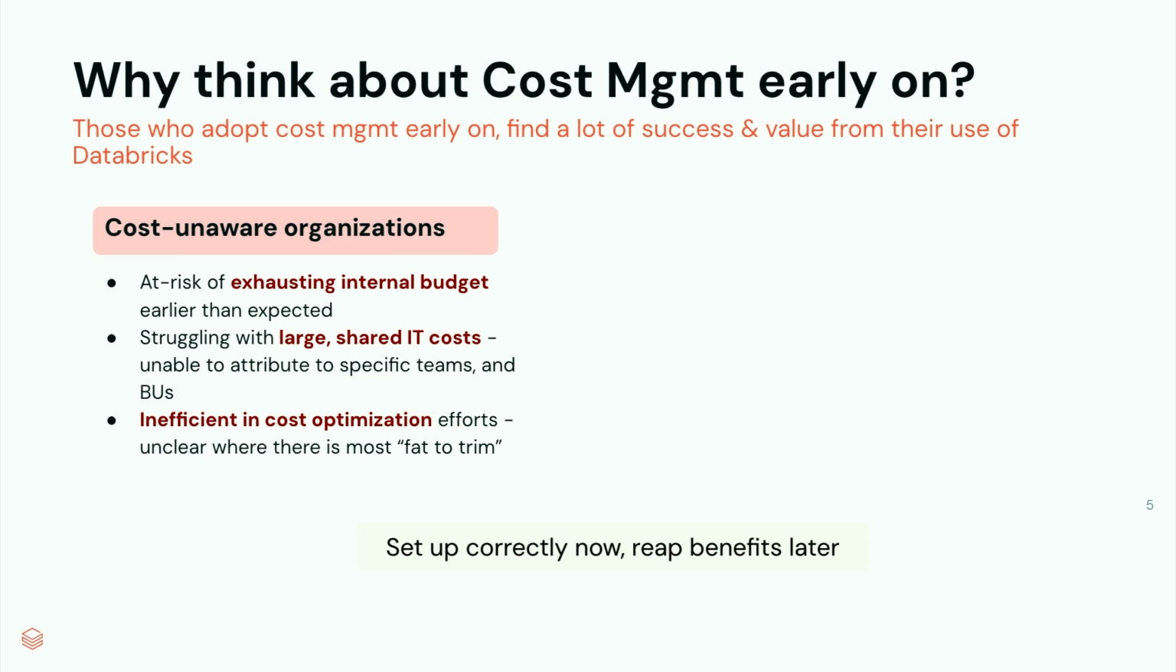So cost-unaware organizations, what we've seen in our data as we speak with customers, a couple of pain points that they feel early on when they don't get it right from the onset. Often they'll find themselves at risk of exhausting internal budgets earlier than expected. They had no good data-driven way of forecasting their future spend on the platform. Some of them, when it comes to quarterly budget planning, realize there's a large monolithic share of IT costs that they can't further allocate down. And that makes it almost impossible to think about chargebacks in the future. And others, when they're given a mandate from the top down to achieve X percentage of savings on their Databricks platform, it's unclear where to start in the first place. There's almost too much fat to trim to begin with.